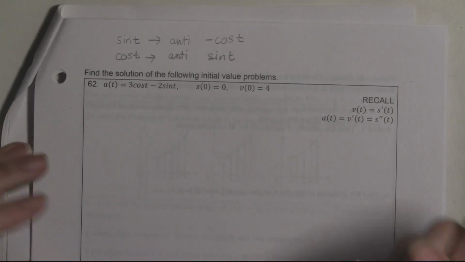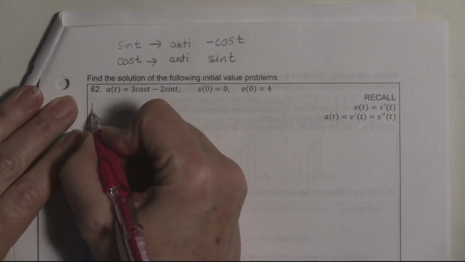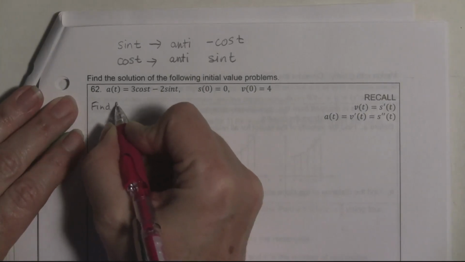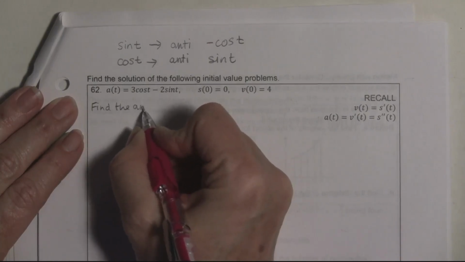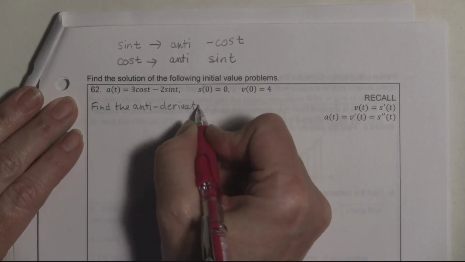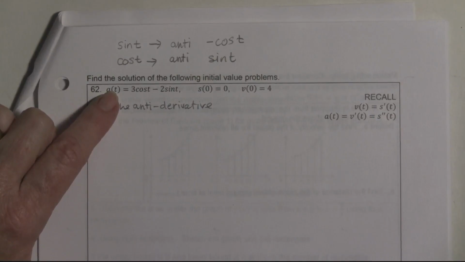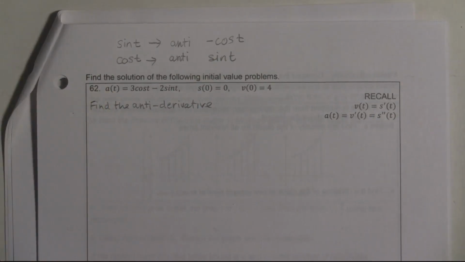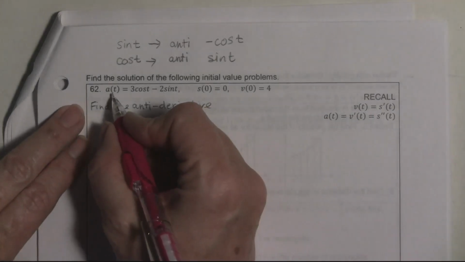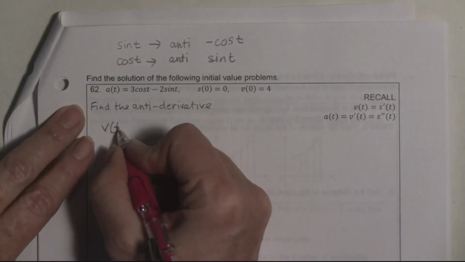So now we're going to give a whirl to this. If I find the antiderivative of acceleration, can you think what I ought to get back to? I ought to get back to velocity. So when I find the antiderivative of acceleration, I ought to get back to velocity. So this will be velocity.